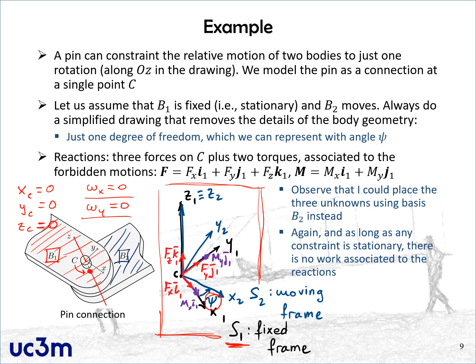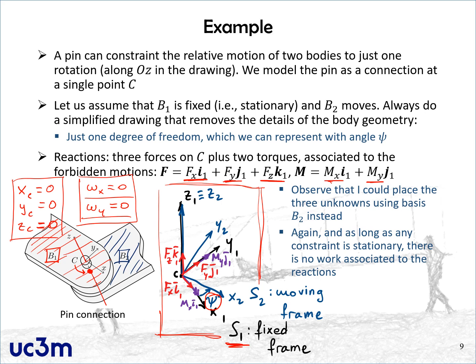What are the reaction forces and torques in this case? Expectedly, since we are restricting all possible translational motions of point C, we are going to see 3 forces acting on point C. On top of that, since we don't have the possibility of rotating the body about X and Y, we also see 2 moments of forces, 2 reaction torques at point C. So these are the 5 extra unknowns that we have in the problem.